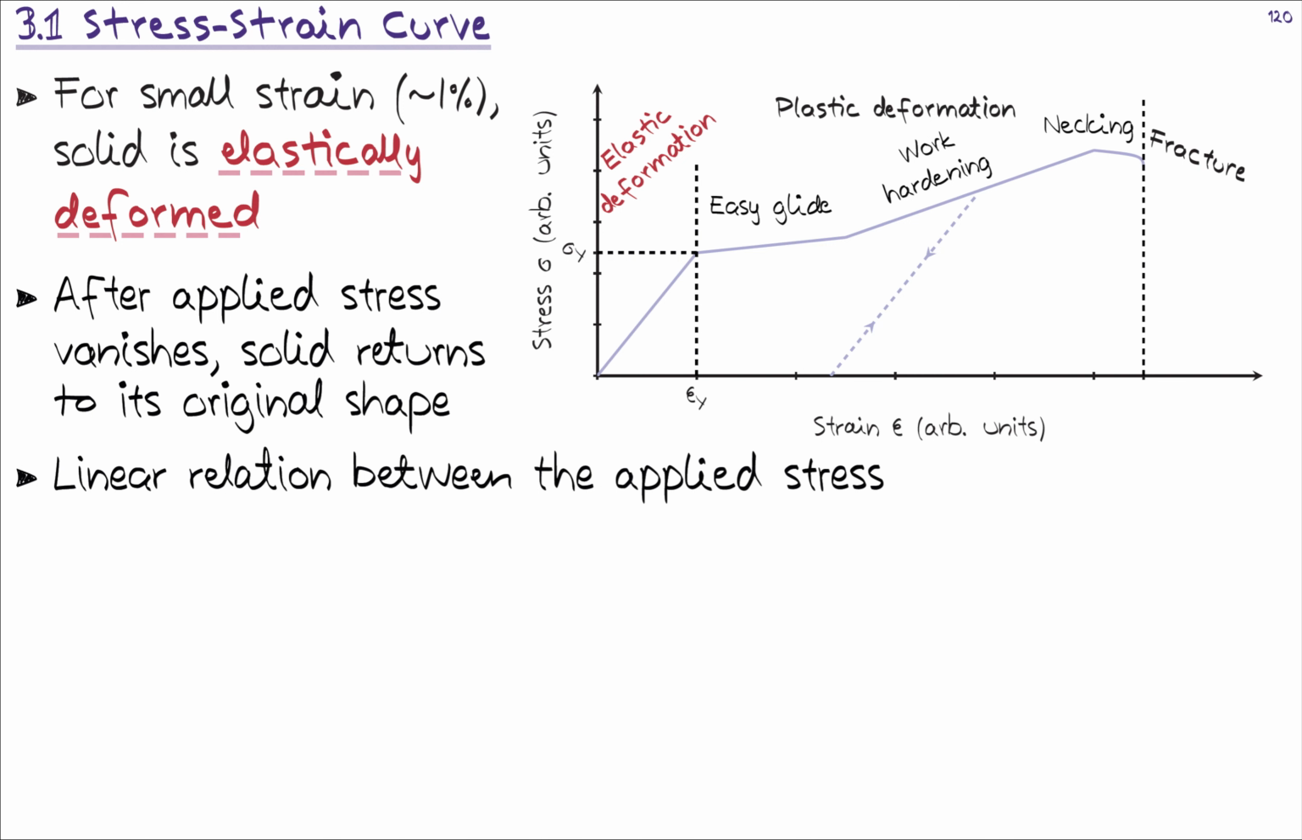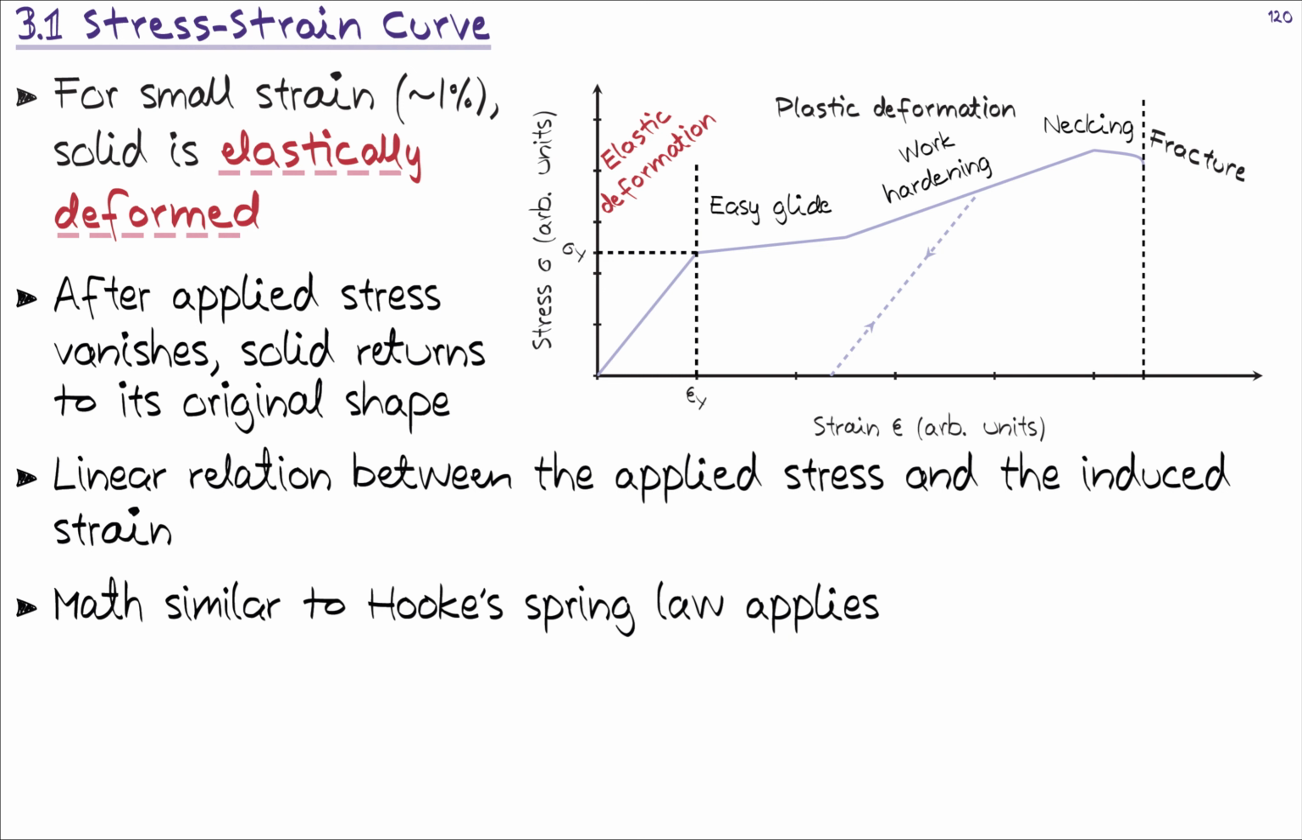And subsequently, we have a linear relation between the applied stress and the induced strain. As we can see from the figure, it looks like a linear curve, and it is, in fact. We can deal with math that is very similar to what we can derive from Hooke's spring law. This is quite useful because it simplifies our mathematical treatment, and we can even predict how the material will respond if we know the linear relation.